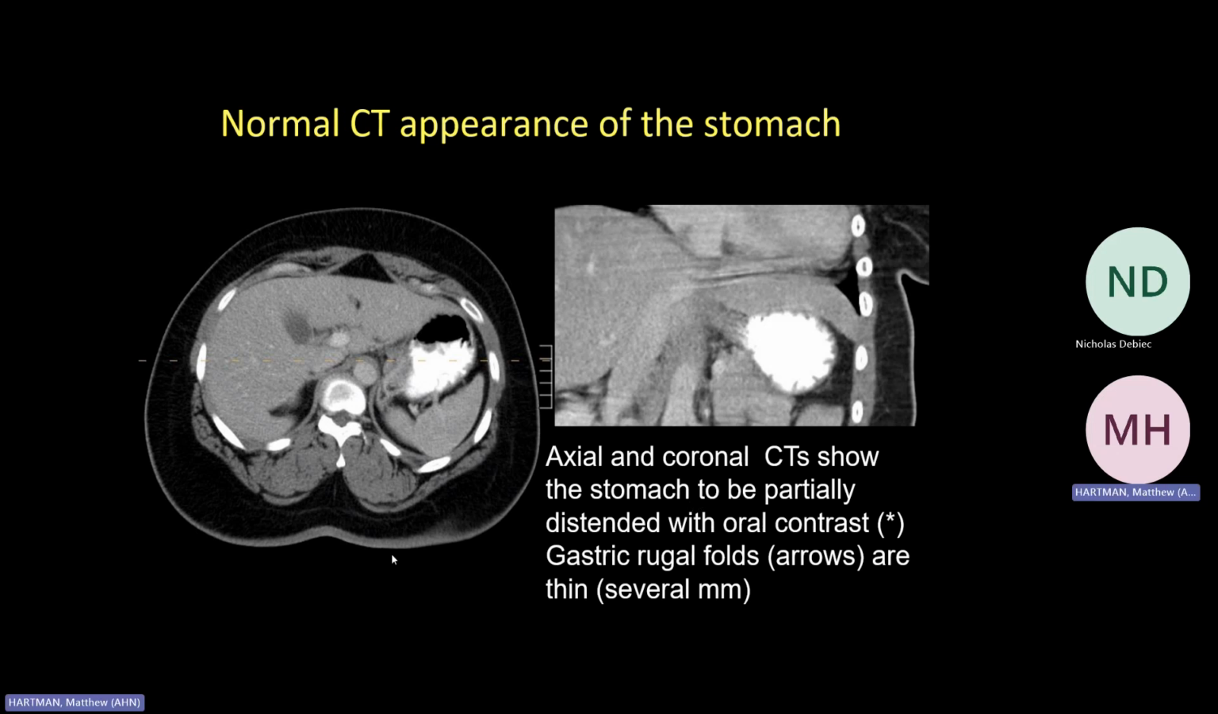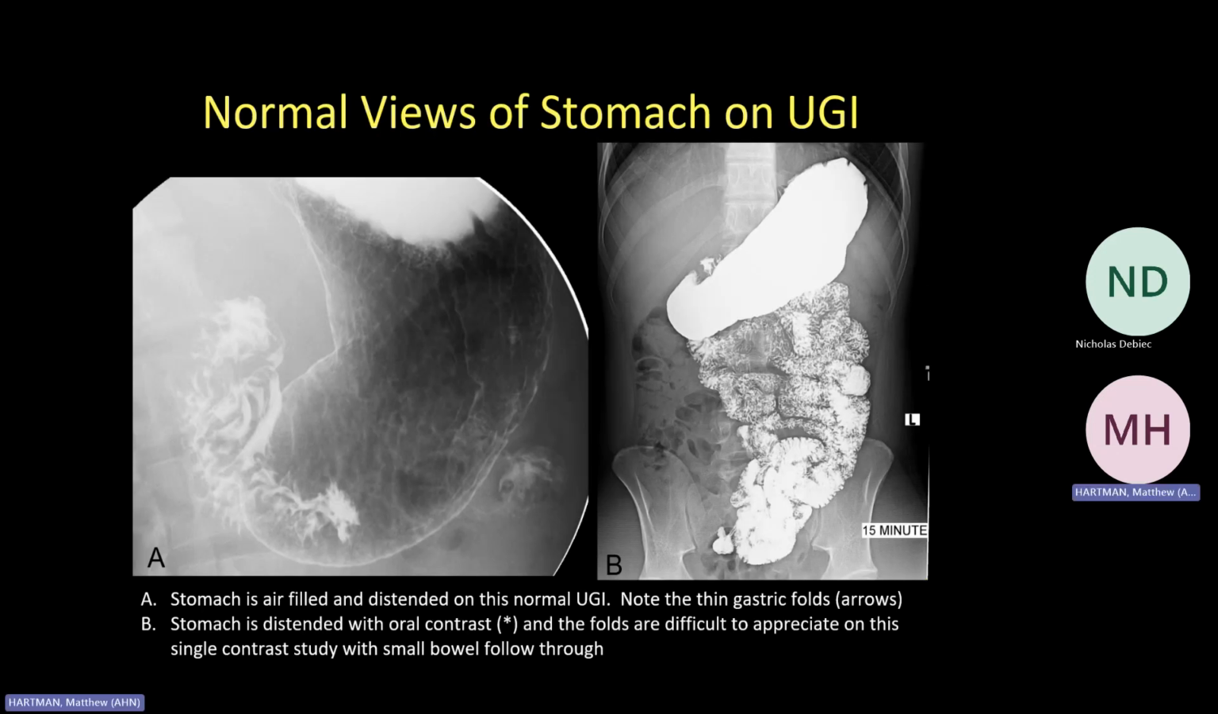So the normal CT appearance of the stomach, again, if we don't give oral contrast, it's going to be completely collapsed, difficult to evaluate. But if we do give oral contrast, we'll see the nice, thin rugae, several millimeters. We administer barium, effervescent crystals. We get a nice double contrast appearance of the stomach. You can see the rugae nice and thin.